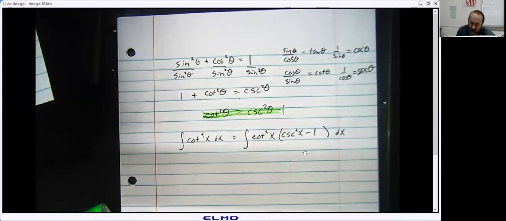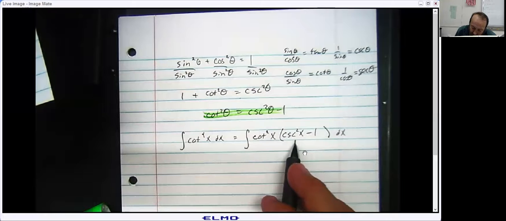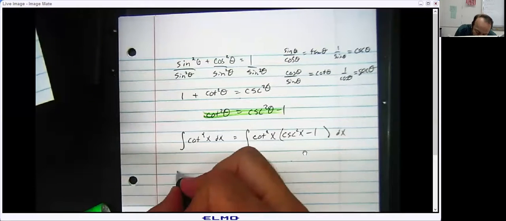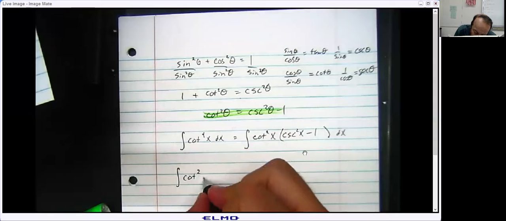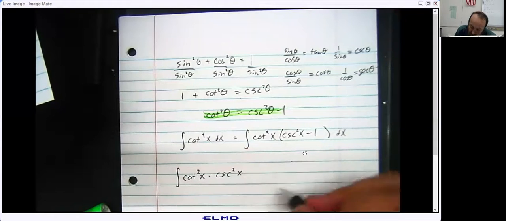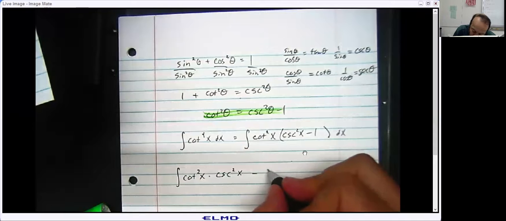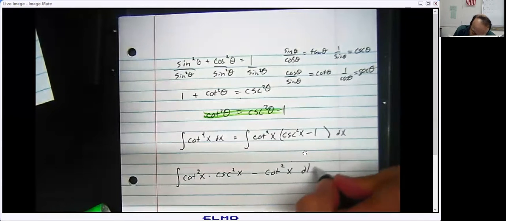So for the next little piece of the puzzle here, I'm going to break this thing up a little bit. And I'm going to rewrite that then as the cotangent squared of x times the cosecant squared of x minus the cotangent squared of x dx.